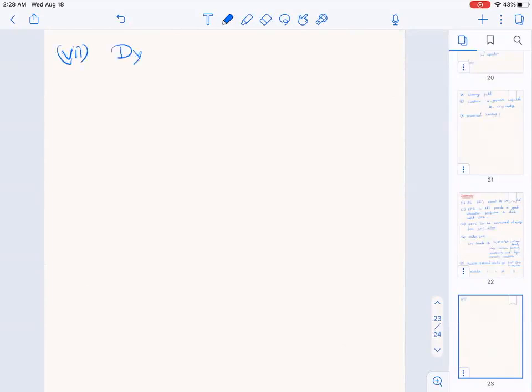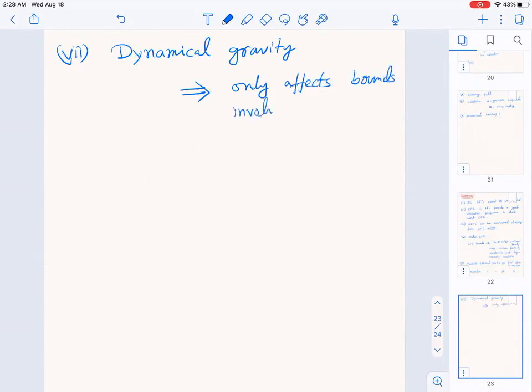And the final point is for dynamical gravity. When we have dynamical gravity, it only affects bounds involving phi squared, box squared, phi squared. All the other bounds remain the same.